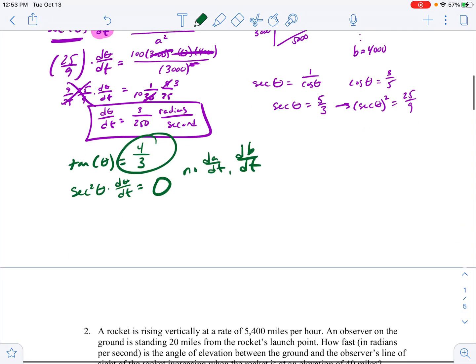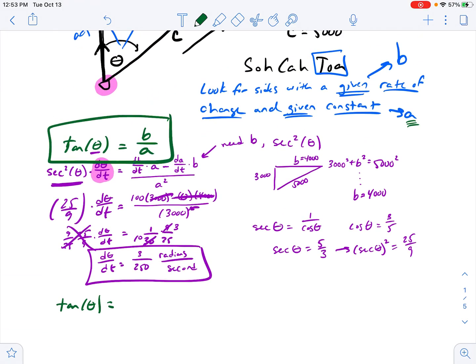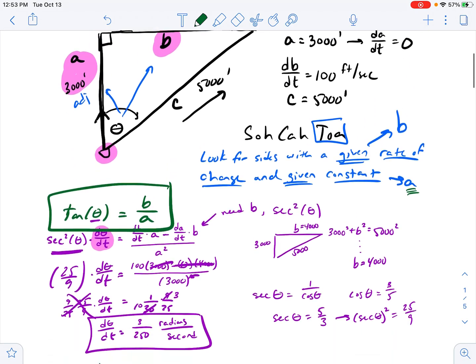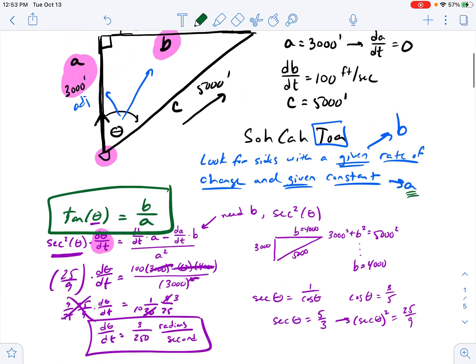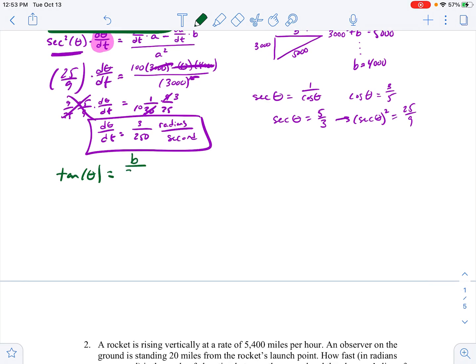The exception to that convention is if you have constants. A constant may be subbed into the equation at the beginning. So here's what this is going to look like in this situation. I'm going back to this. Side B is changing, so I'm going to leave that alone. But side A is a constant, 3,000. So I'm going to write it like this, B over 3,000.